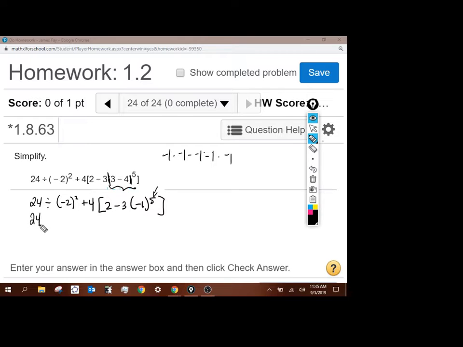So we got 24 divided by negative 2 squared plus 4, 2 minus 3. Now this is going to be a negative 1, and what is the operation happening there? Between the 3 and, okay, so the 3 and the negative 1 is multiplication. Now I said 3, and I kind of misspoke.